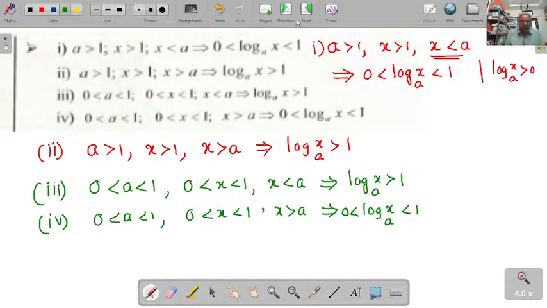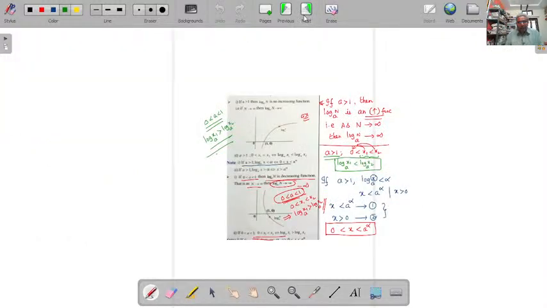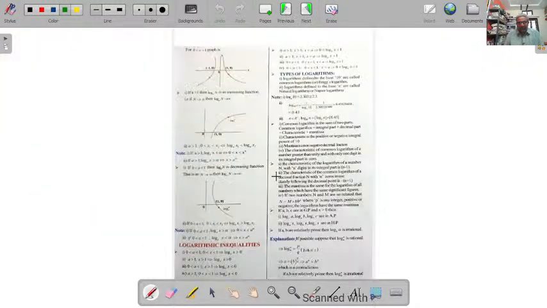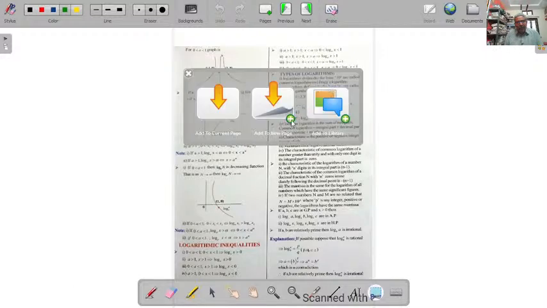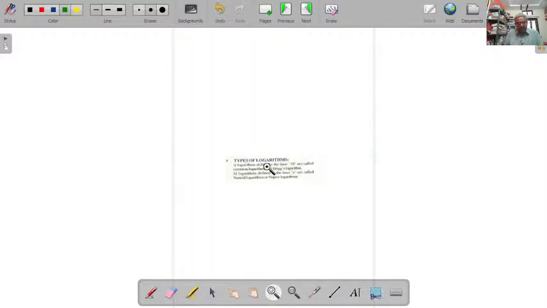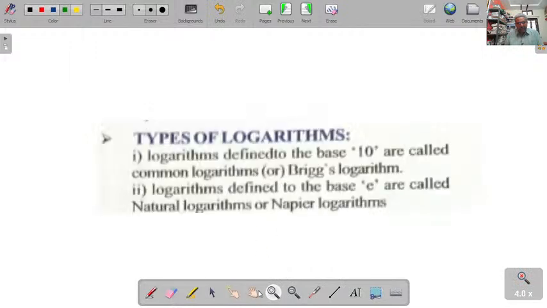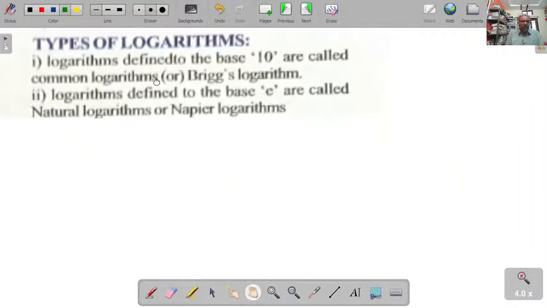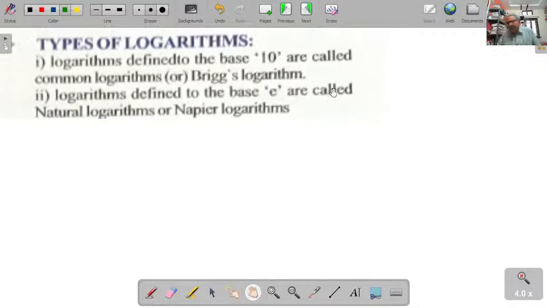Now let us move to the next concept. We are going to discuss types of logarithms. How many types of logarithms are there? Do you have any idea about types of logarithms? There are two types of logarithms.